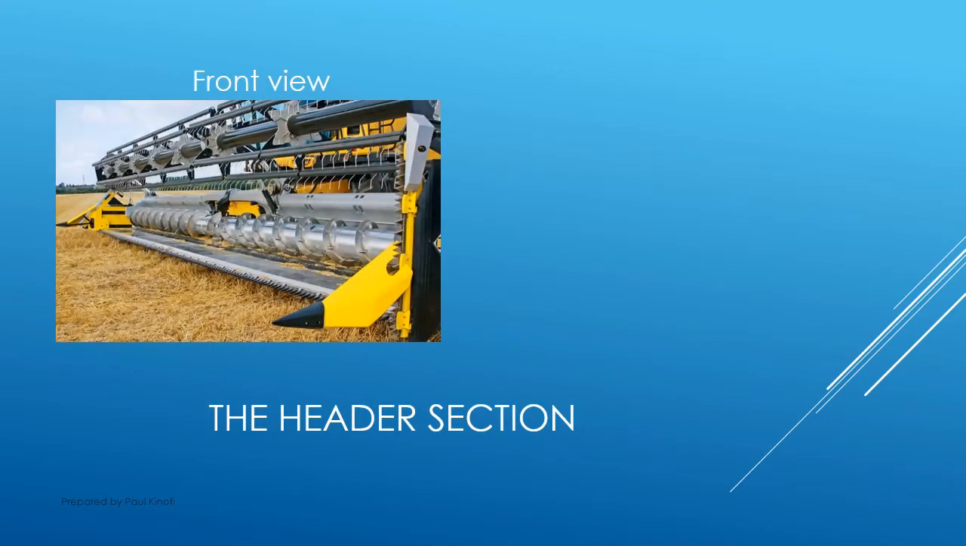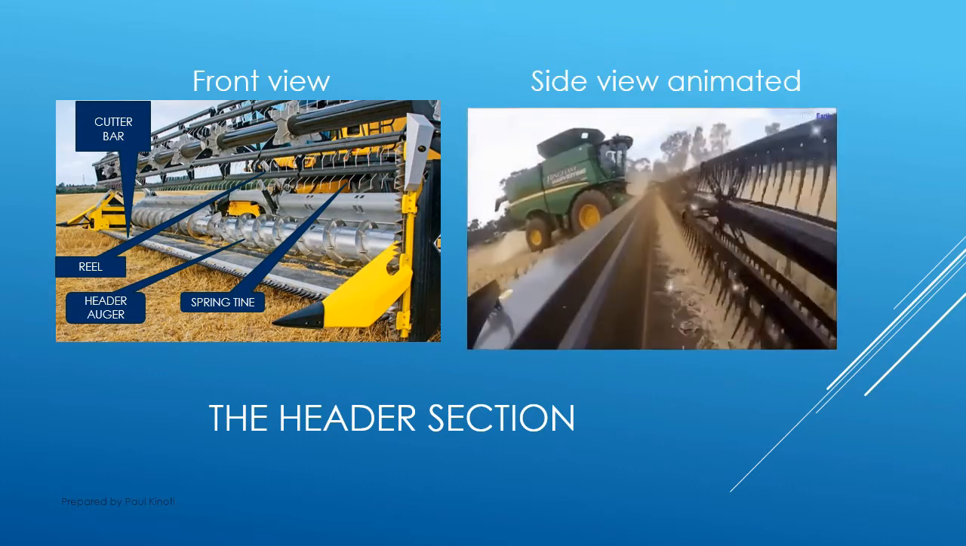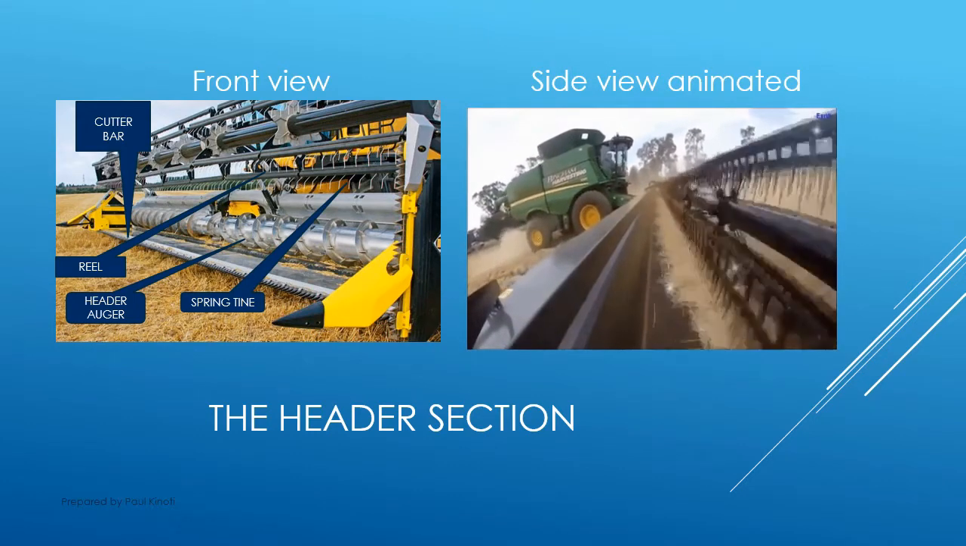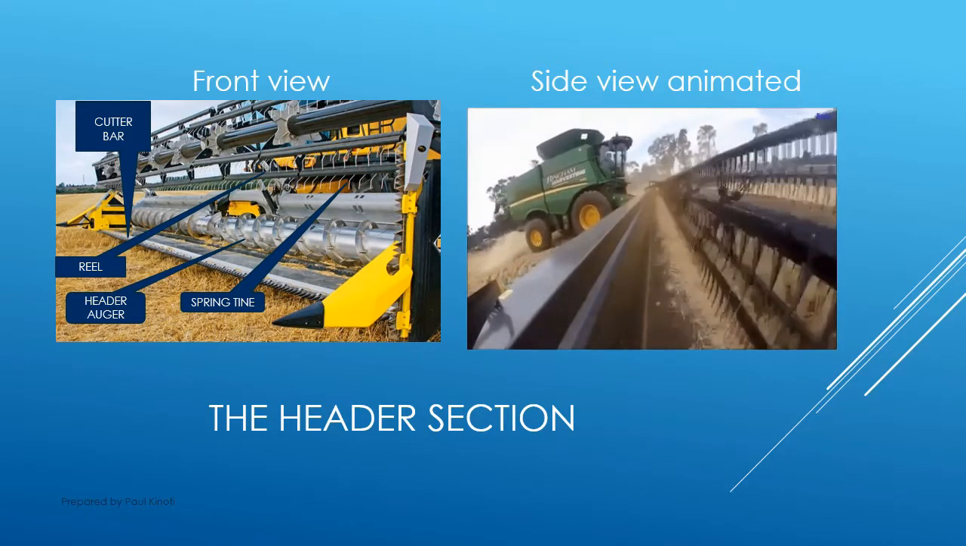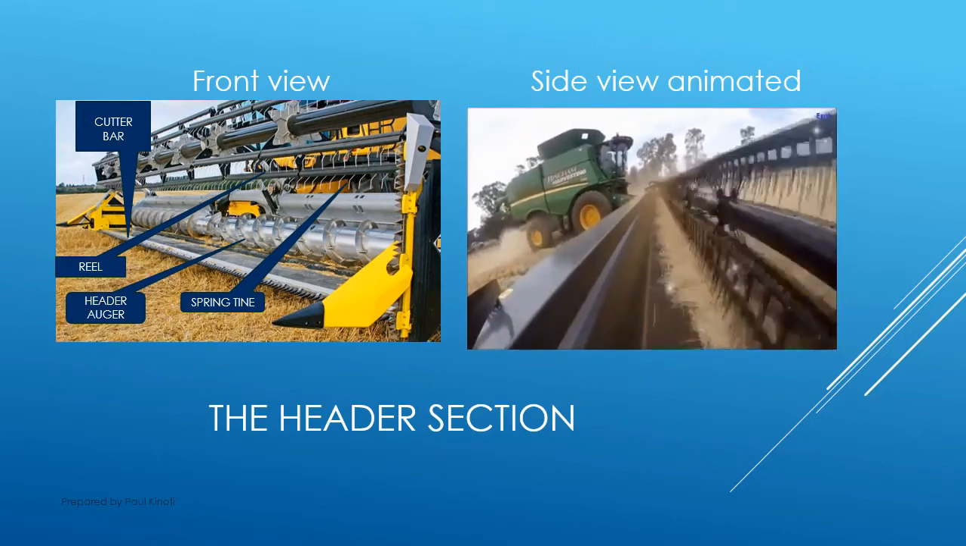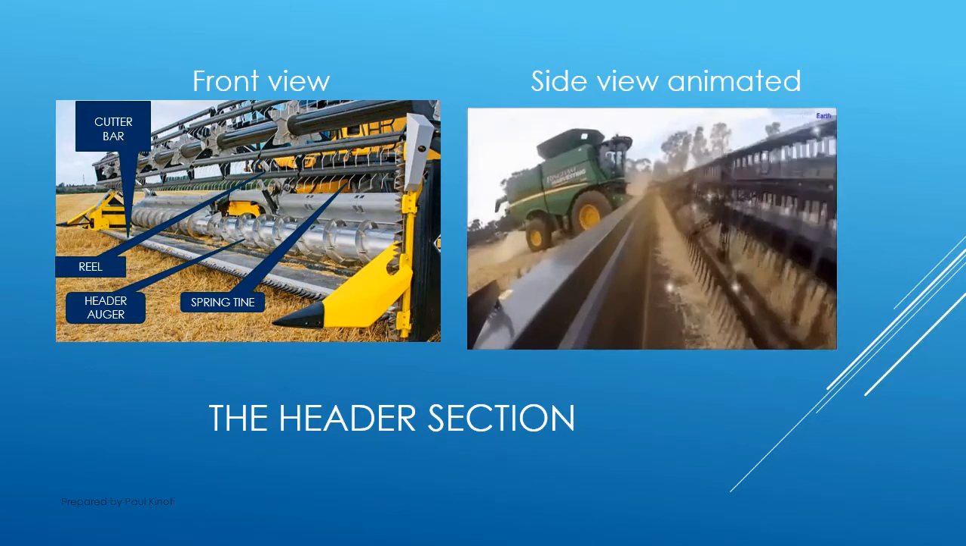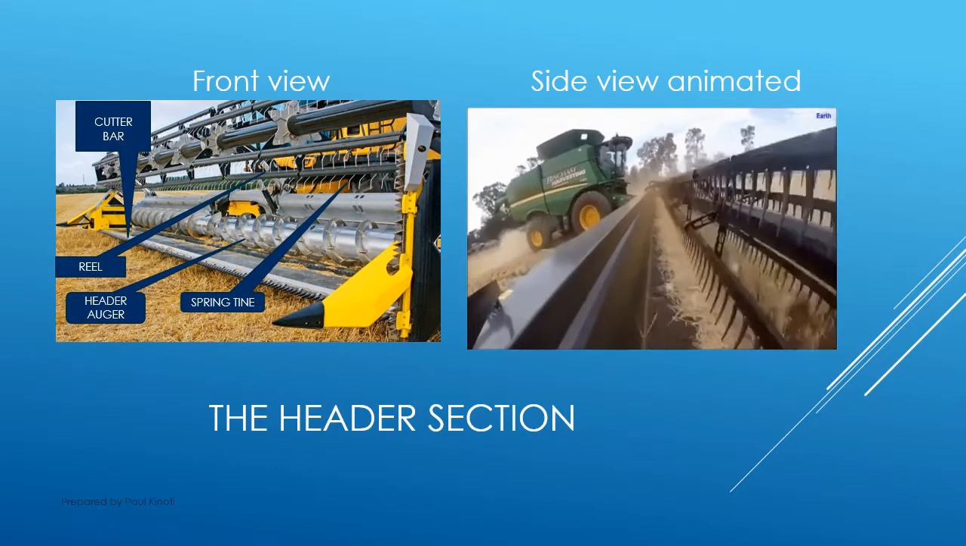So the major components of a header section, as we look at them on the outline or on the major layout, were the cutter bar, we had the reel, then we had the spring tines that are on the reel, and lastly the header section. So basically how this works, from how you can see here, we have the header section that delivers the crop to the cutter bar, which cuts the crop, and the cut crop is then delivered at the middle of the header section by means of this auger.